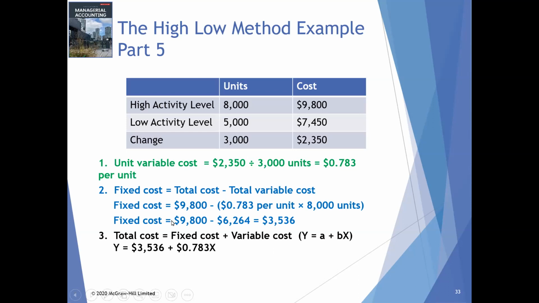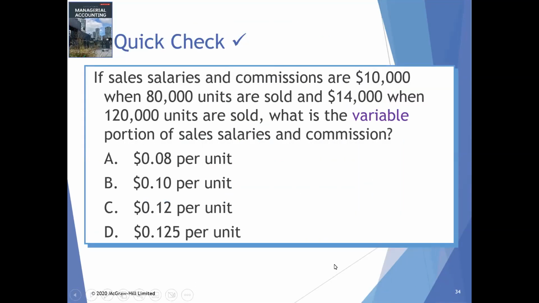Now, with the help of this formula, we will be able to calculate the total cost very easily. Now, let's say the sales salaries and commissions are 10,000 when 80,000 units are sold, and 14,000 when 120,000 units are sold. What is the variable portion of the sales salary and commission? Now you need to calculate this one. I'm giving you 1 minute for this.